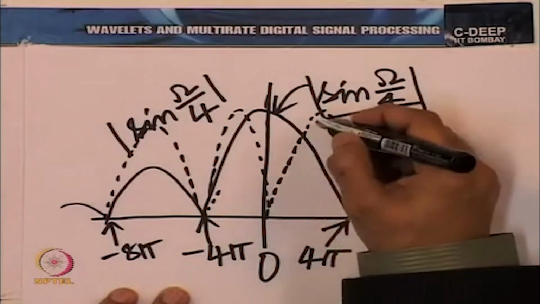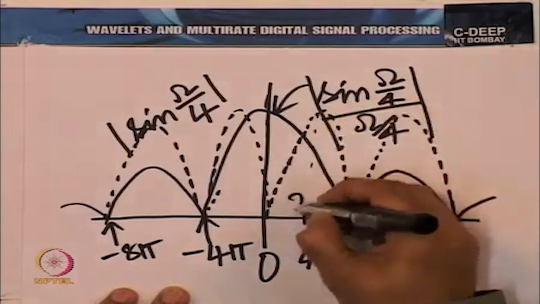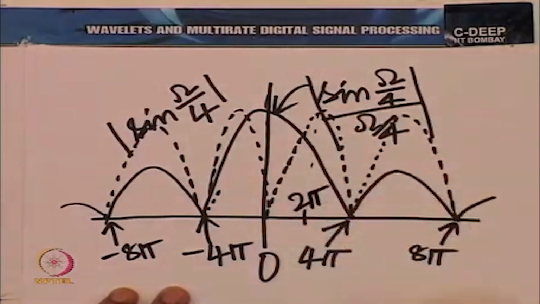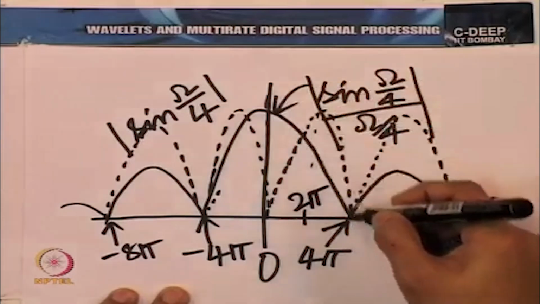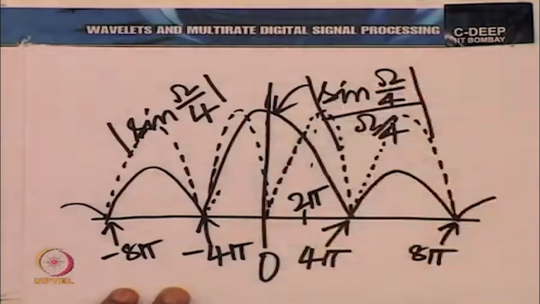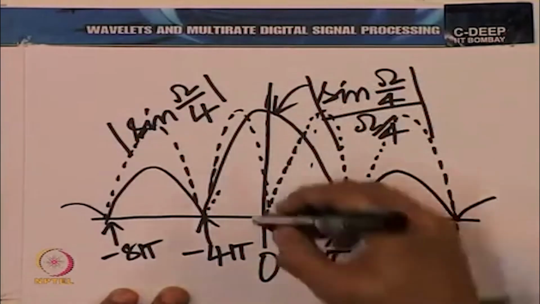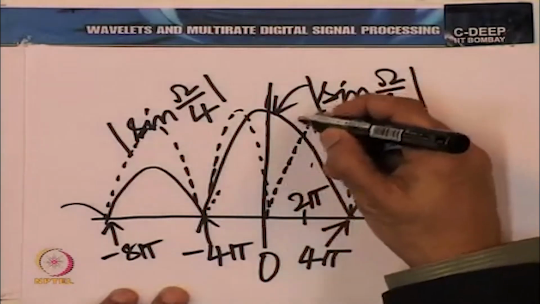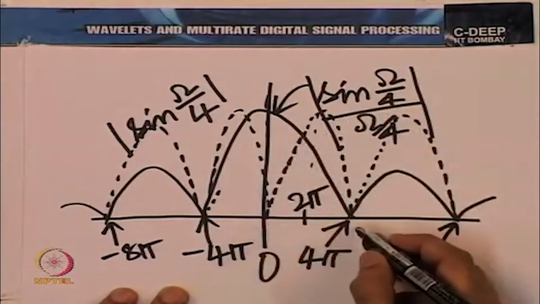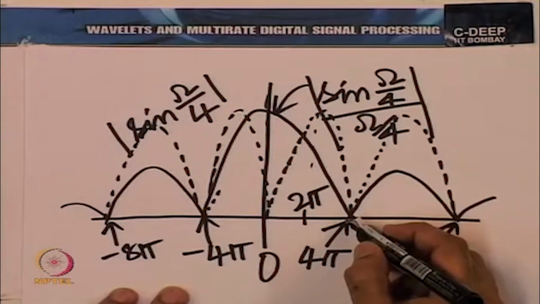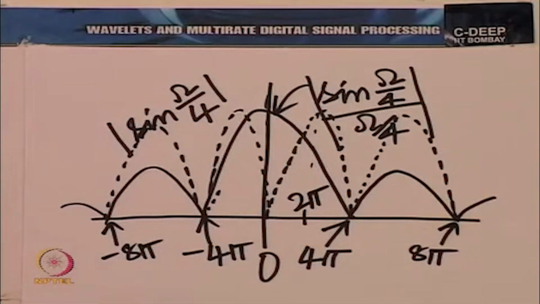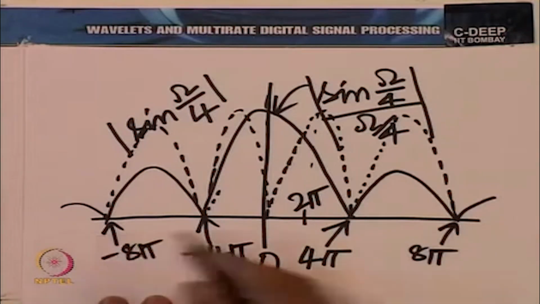So, omega is 2 pi. The maximum here occurs at 2 pi, and therefore, when you multiply this decreasing function by an increasing function here, there is going to be some point of maximum in magnitude somewhere in between 0 and 4 pi, and it is going to taper off to 0 at 4 pi again. So, let me focus; you see in the other side lobes it is easier to understand.